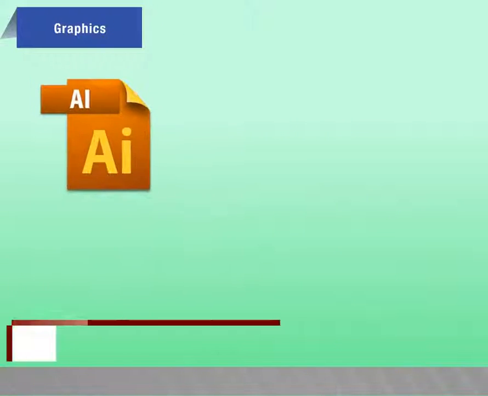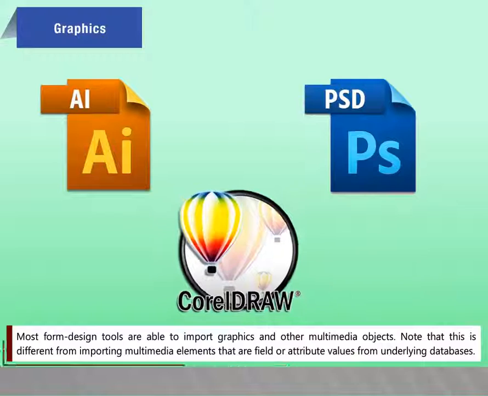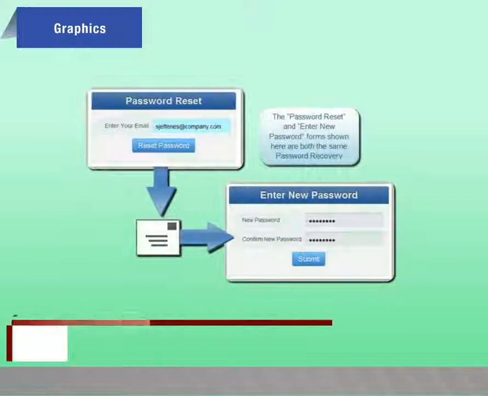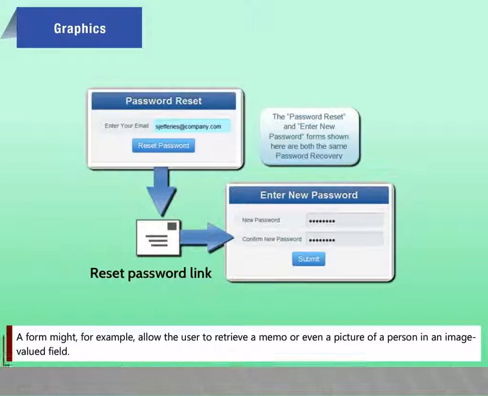Graphics. Most form design tools are able to import graphics and other multimedia objects. Note that this is different from importing multimedia elements that are field or attribute values from underlying databases. A form might, for example, allow the user to retrieve a memo or even a picture of a person in an image valued field.